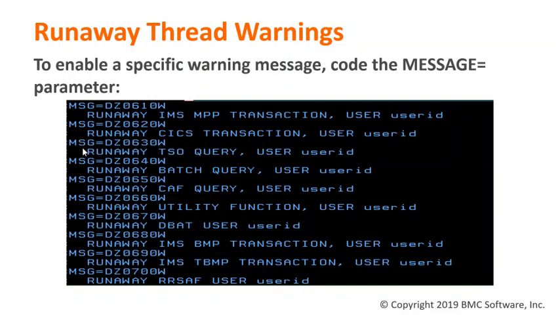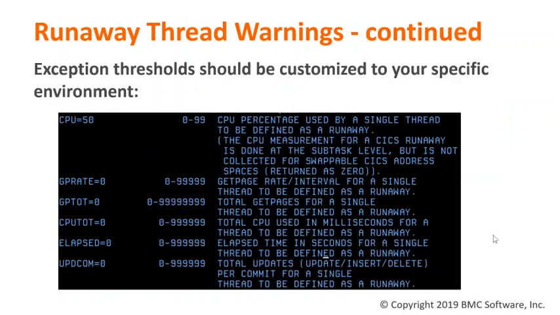So to enable a specific message, you would code the message equal parameter and that message code in the DMRBEXnn member, followed by the thresholds that you have customized for your specific site to be triggered and let you know when that threshold is exceeded that you have a runaway DB2 thread.